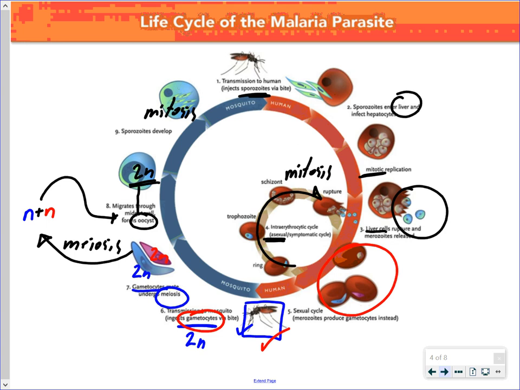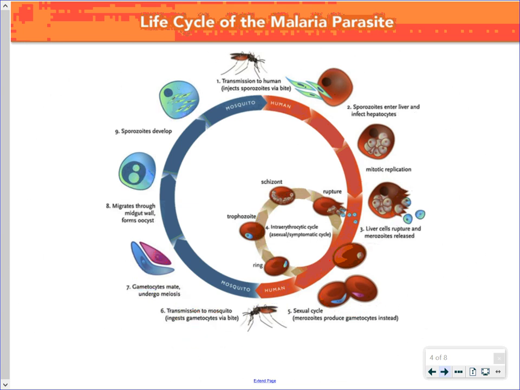So if you are given a picture like this, usually what it comes down to is, can you identify where the haploid cells are? Can you identify where the diploid cells are? Where is fertilization taking place? Where is mitosis taking place? And where is meiosis taking place?